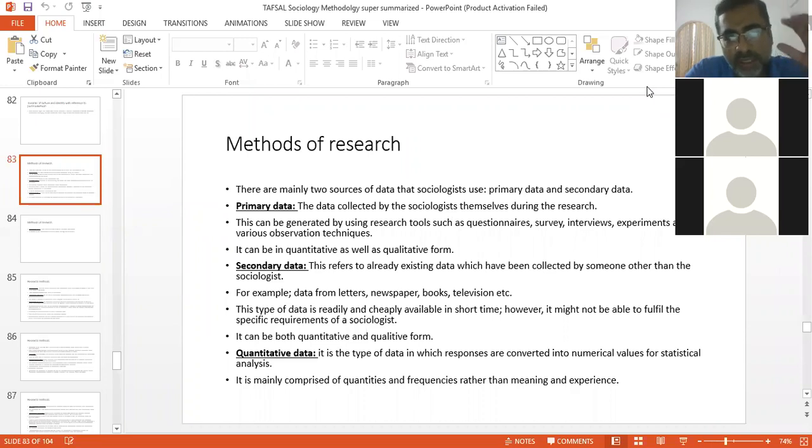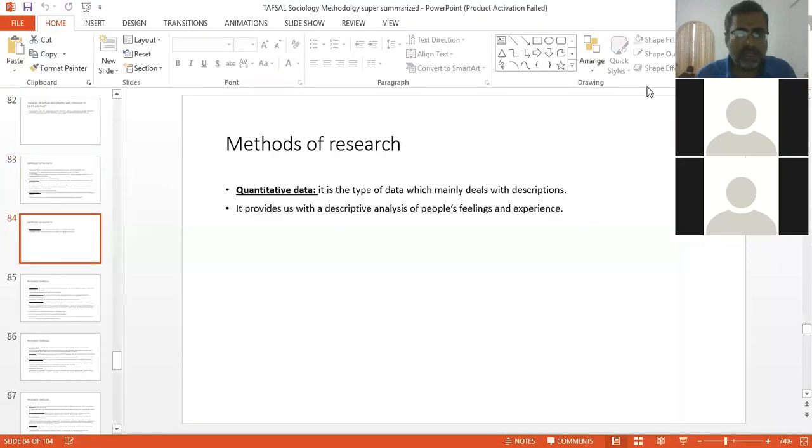The secondary data is the data which is pre-existing. It is derived from letters, newspapers, books, television, etc. Now, within primary data, you can have either quantitative data or qualitative data. And within secondary data, you can have qualitative data or quantitative data. So qualitative and quantitative are subdivisions of both.